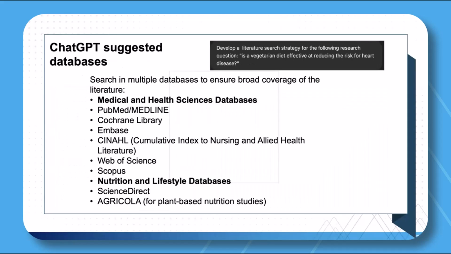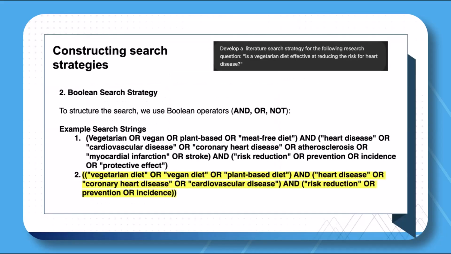ChatGPT was also able to provide a listing of databases to search for the relevant literature, and even advises to search multiple databases to ensure broad coverage of the literature. When we usually prompt ChatGPT, we're typically using a natural language query. However, for many of the literature databases we use, Boolean searching is still the process on how to effectively retrieve the literature. So ChatGPT had suggested 2 example search strings.